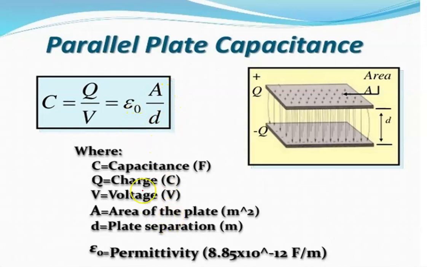Here epsilon naught is a constant, and this constant is called permittivity, and the value of permittivity is 8.85 into 10 raised to power minus 12 farad per meter. So how can we derive this formula? Let me explain this in the next slide.